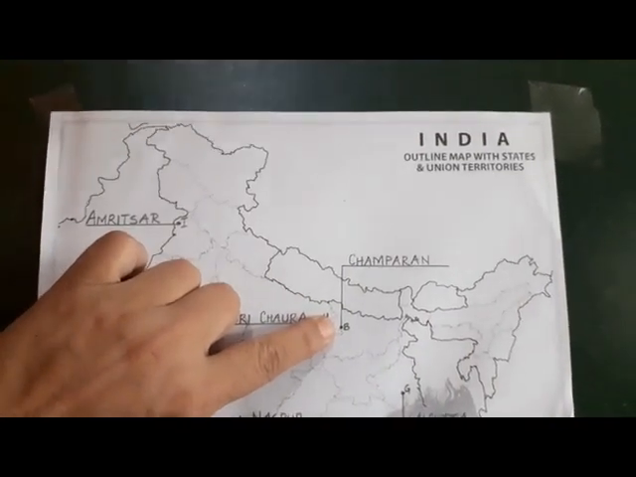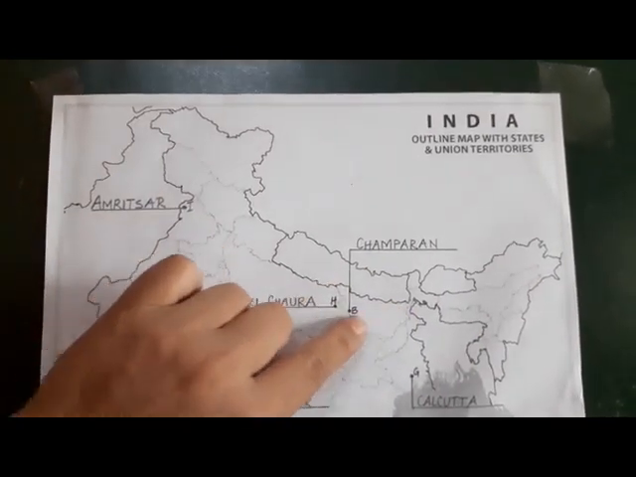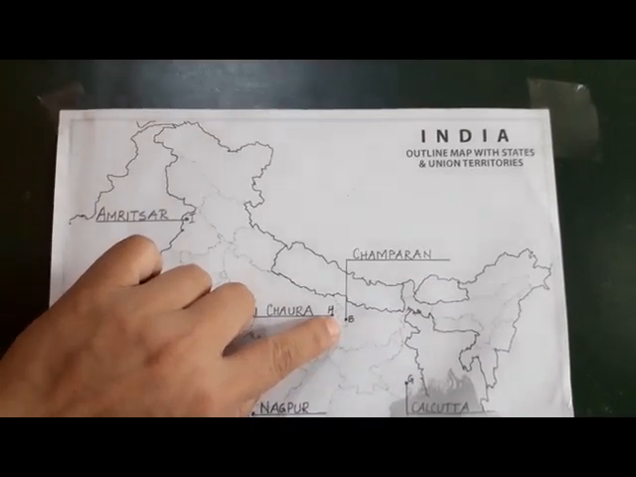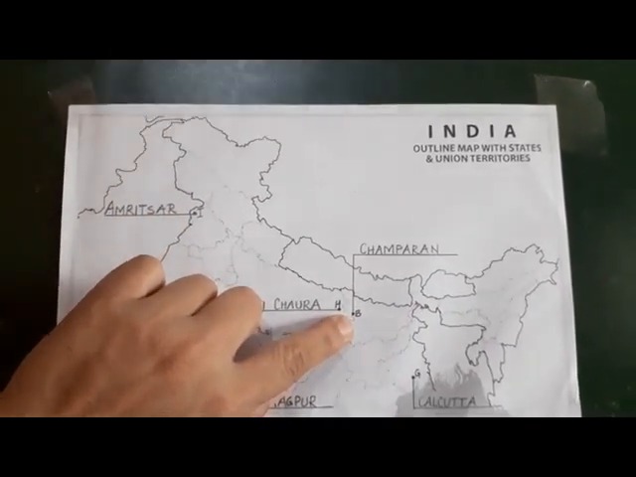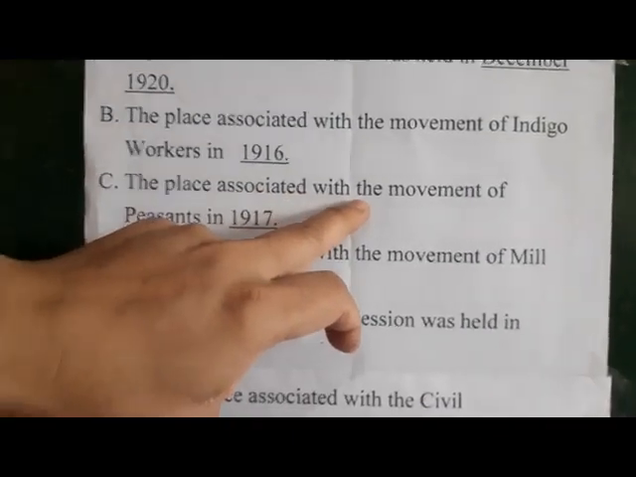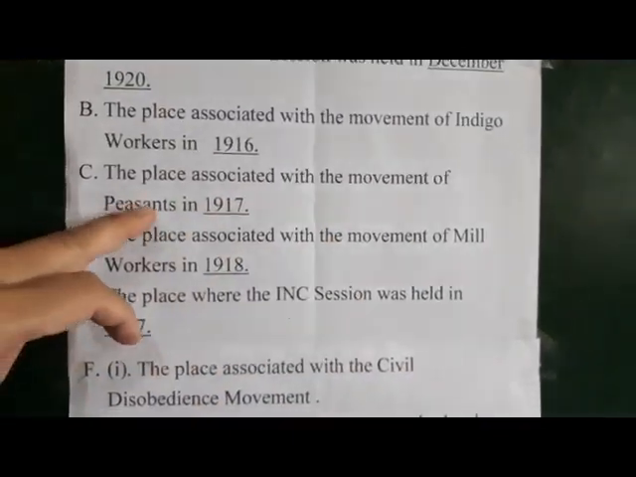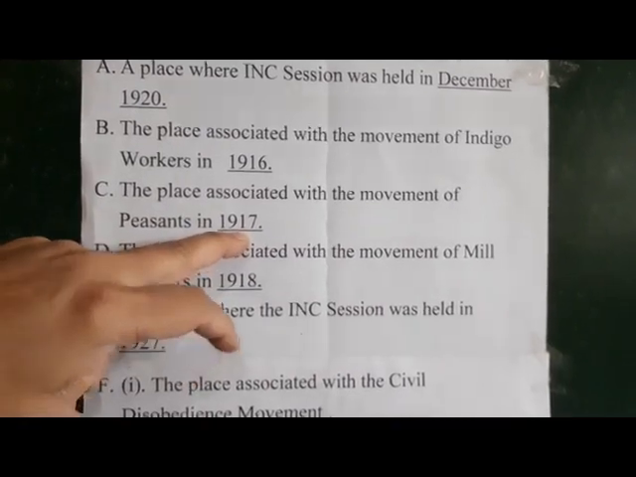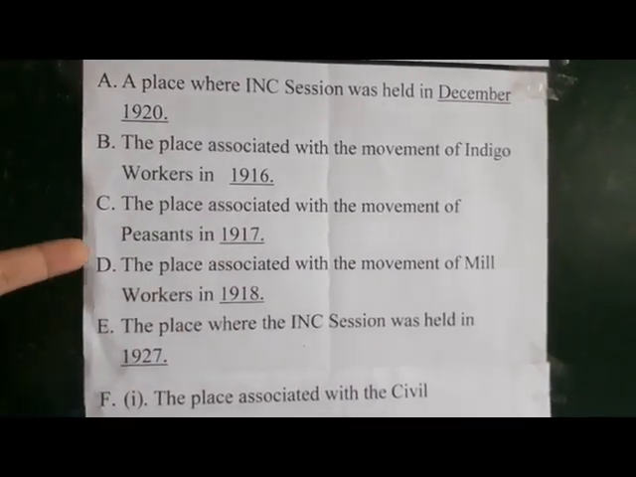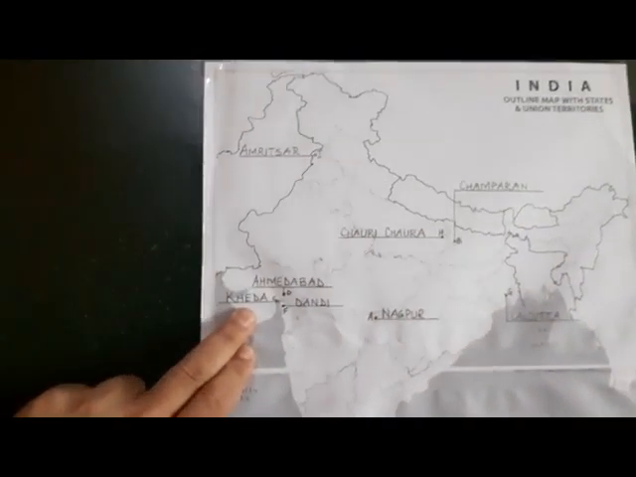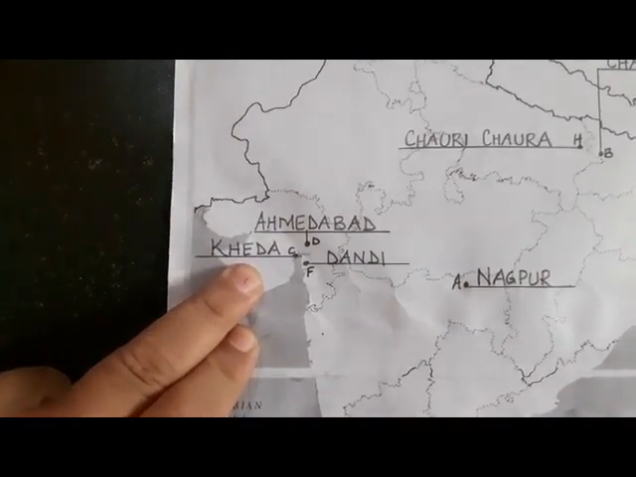So you find B marked there. Therefore, it is Champaran, Bihar. Right? The next one says, the place associated with the movement of peasants in 1917. Where did he go in 1917? He went to the Khera district of Gujarat, where he helped the peasants.